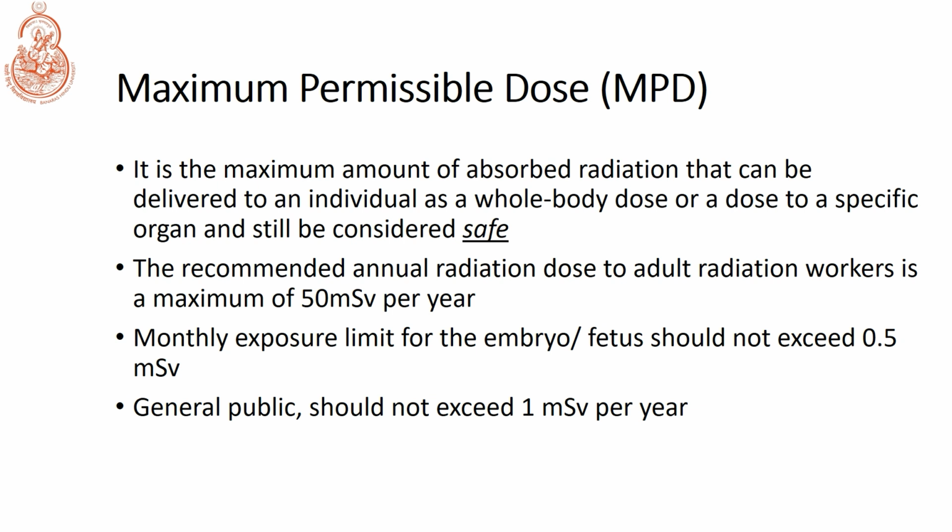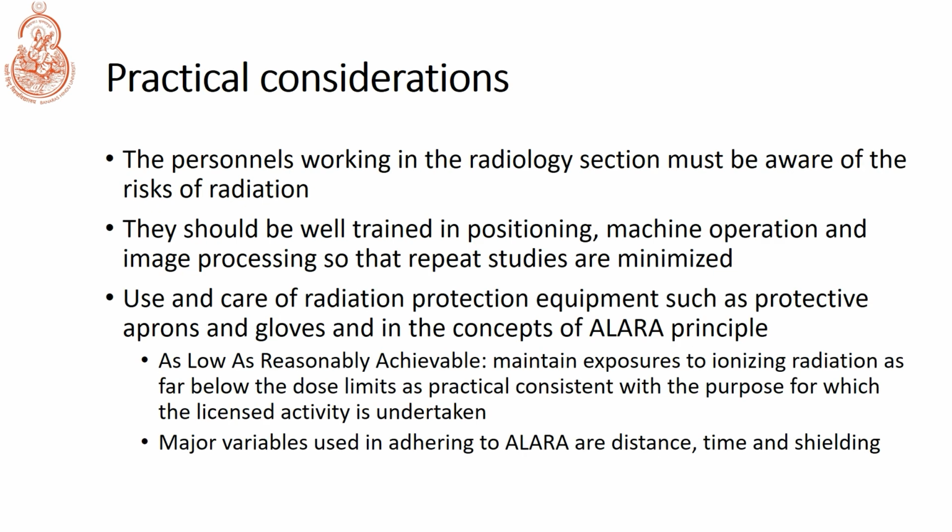The recommended annual radiation dose to adult radiation workers is a maximum of 50 mSv per year, while the monthly exposure limit for the embryo or fetus should not exceed 0.5 mSv. And for the general public, it shall not exceed 1 mSv per year. The thing that we have to understand here is that an adult radiation worker can have a higher MPD, while a fetus, which is a developing one, shall not have an MPD of more than 0.5 mSv. That is very dangerous for the embryo, and for the general public, it shall never be greater than 1 mSv per year.